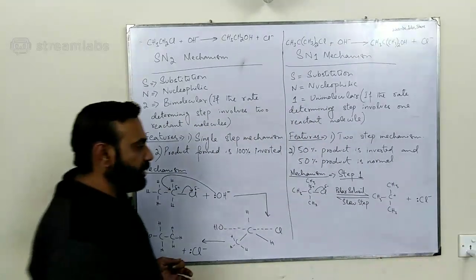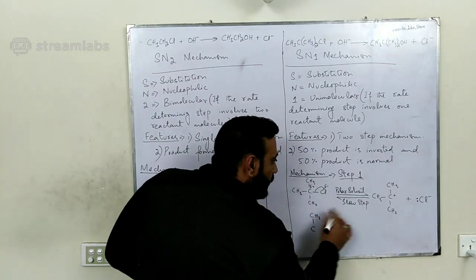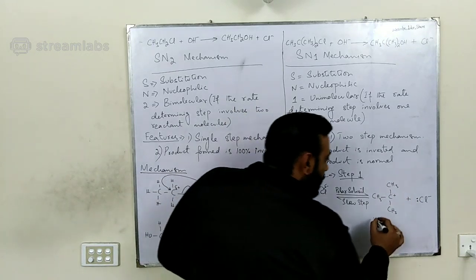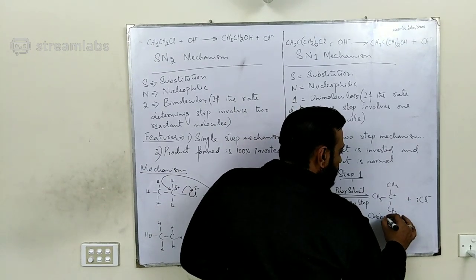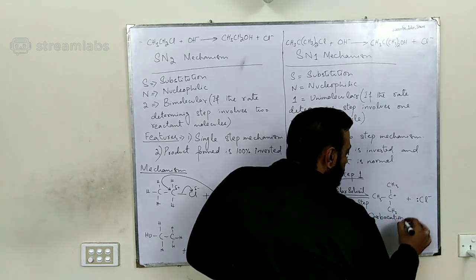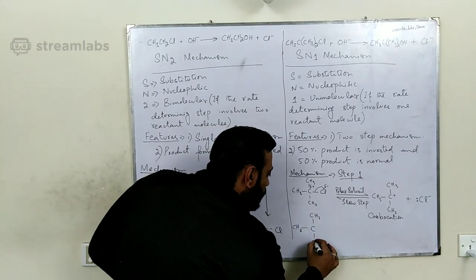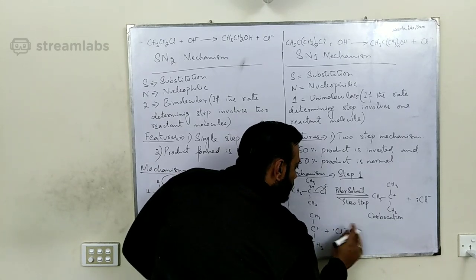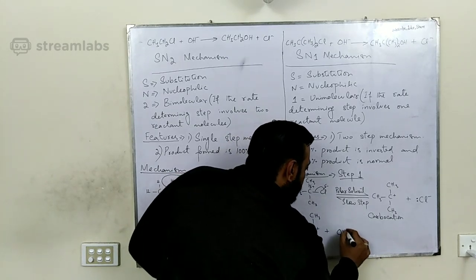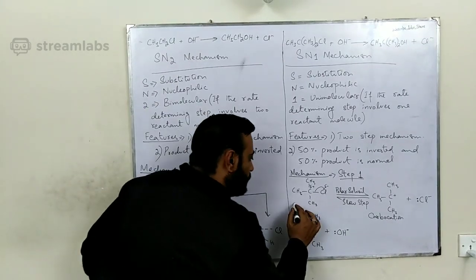Now moving on to the next step. In the next step, this species formed is called a carbocation, in which there is a positive charge on the carbon atom. This is carbocation. Now in the next step, this carbocation will face the hydroxide ion. See, hydroxide ions come for the first time in step 2. This is step 2.